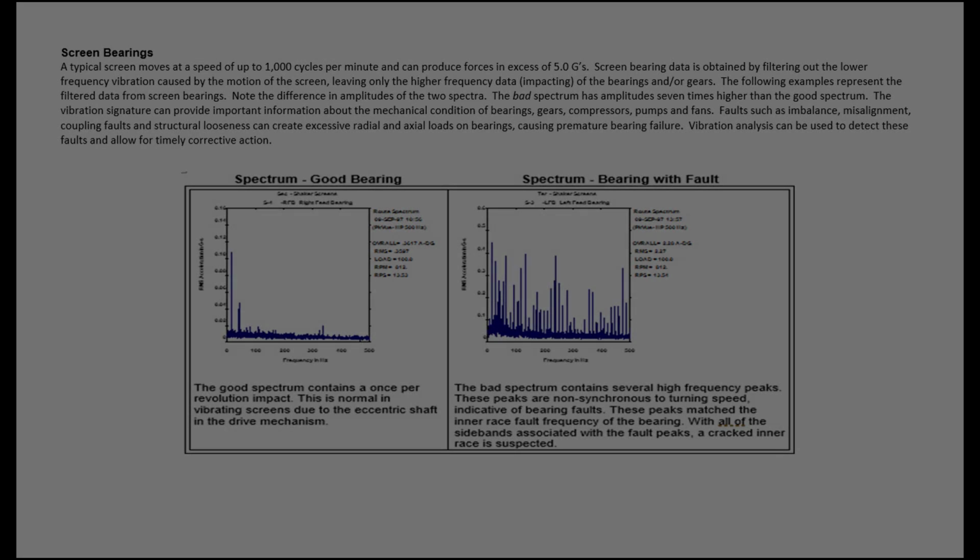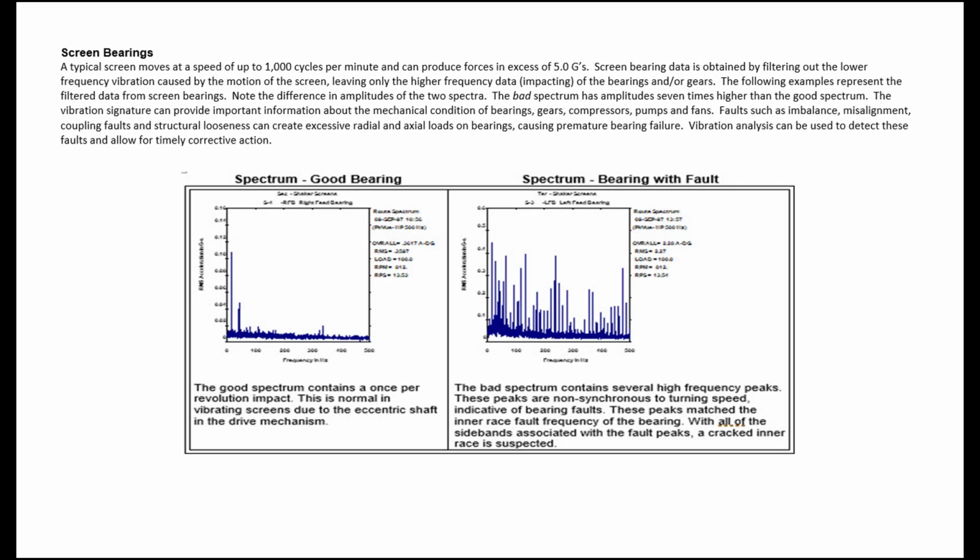Vibrating screen bearings typically rotate at a speed of up to 1000 cycles per minute and can produce forces in excess of 5 Gs. Screen bearing data is obtained by filtering out the lower frequency vibration caused by the motion of the screen, leaving only the higher frequency data of the bearings and/or gears. The following examples represent the filtered data from screen bearings.